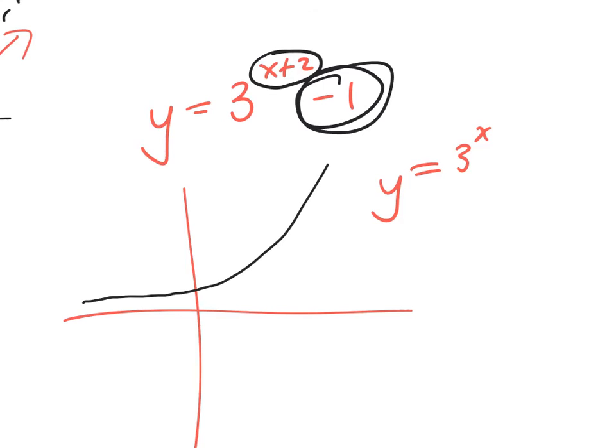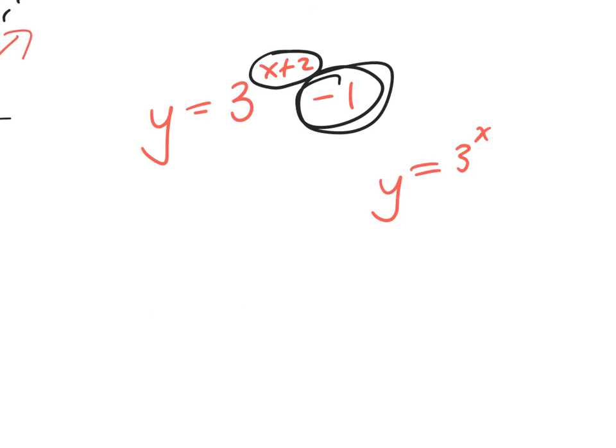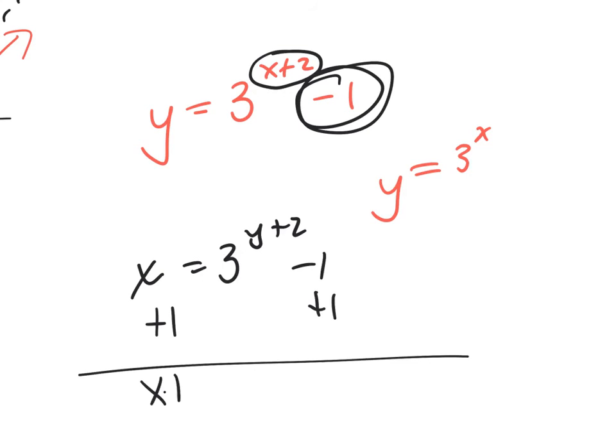Very good. So let me get my eraser out here. Don't need this anymore. And I'm just going to switch x and y. X equals 3 to the y plus 2 minus 1. And then I need to solve for y. Now, in case you've forgotten, you always start by looking for adding or subtracting. So you're going to add 1 to both sides. X plus 1 equals 3 to the y plus 2. In trying to get the y alone, is there anything else I could add or subtract that would help get the y alone?